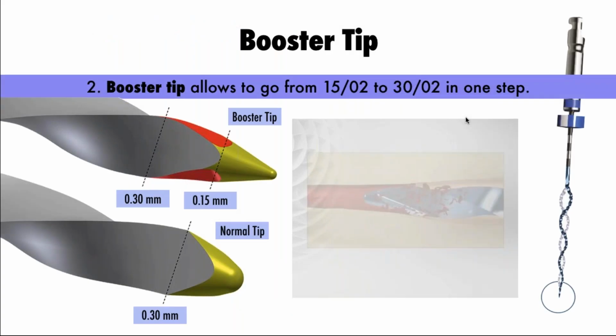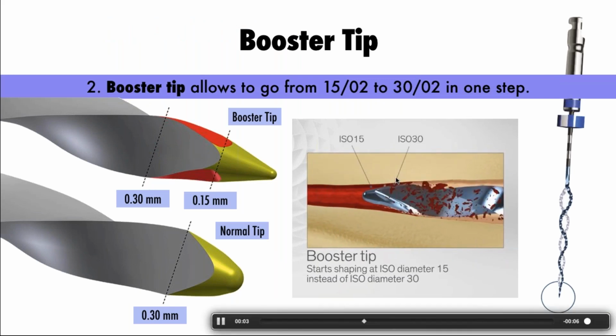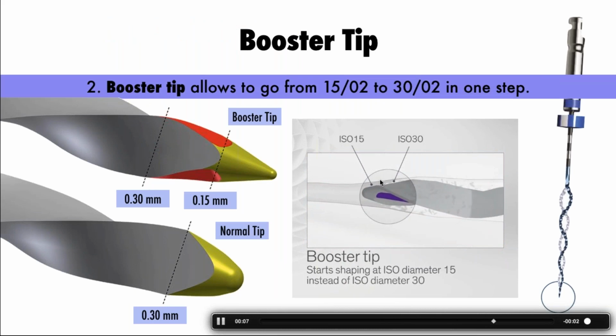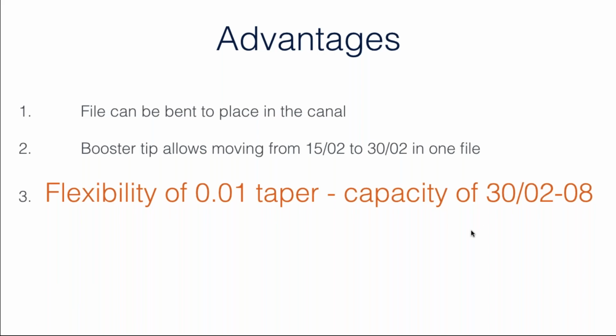So here you see it. The tip is non-cutting. The rest of the active part is cutting from 15 to 30, and then you go to the 3001, which is the rest of the file. For sake of time, I'm going to skip over that video.